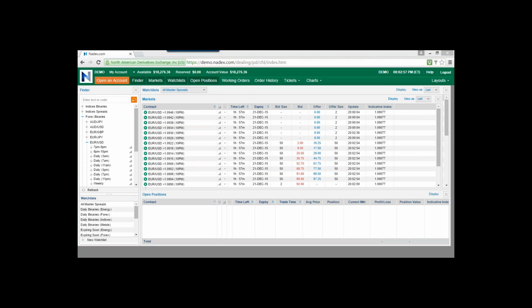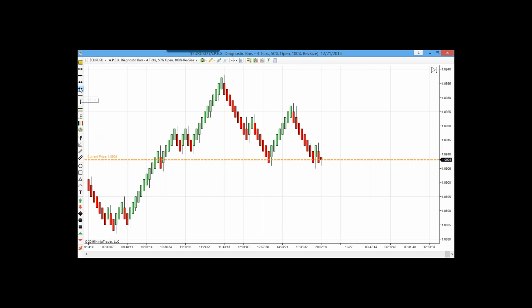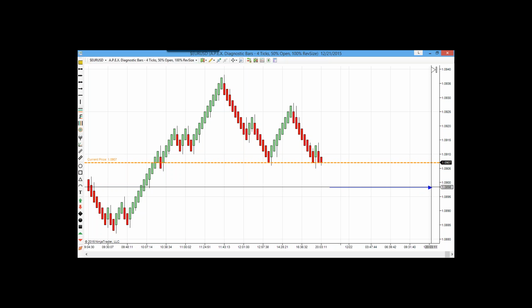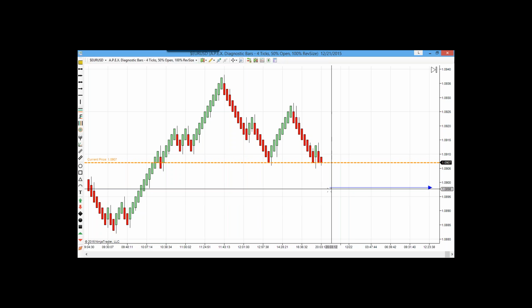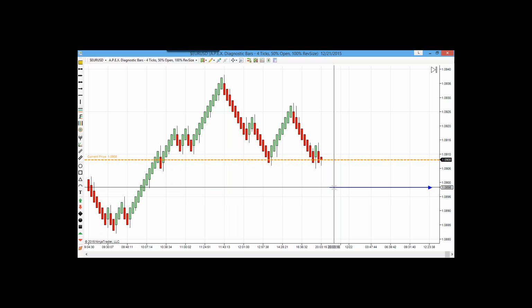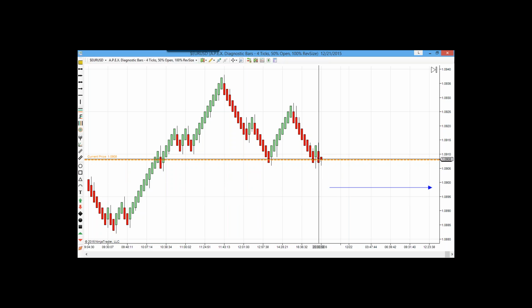Well, let's look at a euro dollar chart and find 0.898. So if I buy this strike price right here, what am I saying? I'm saying that the euro dollar will be greater than this price. Well, it's already greater than that price, isn't it?